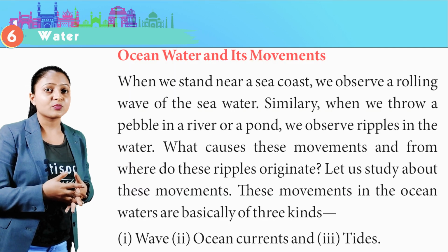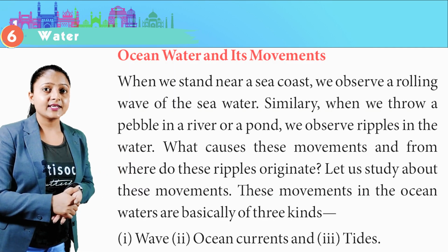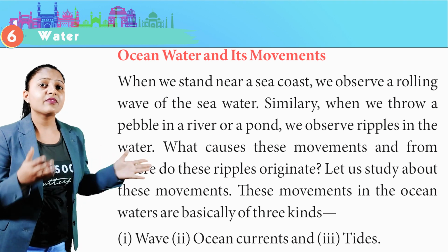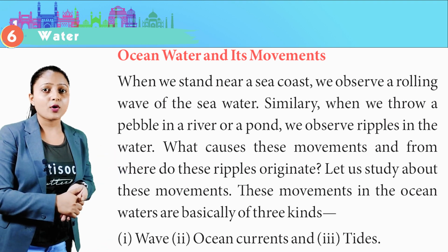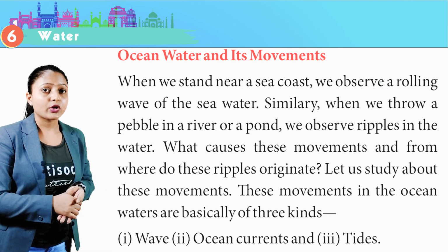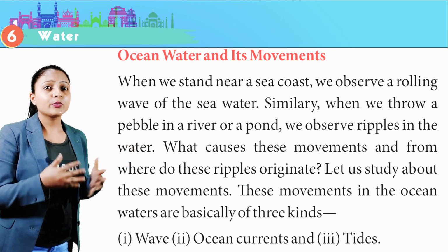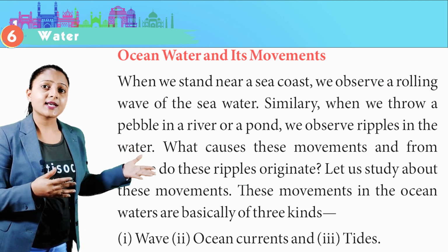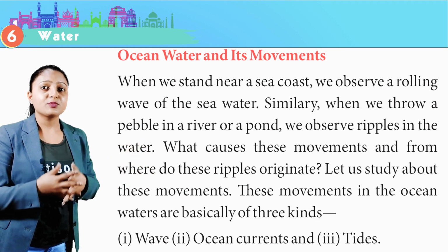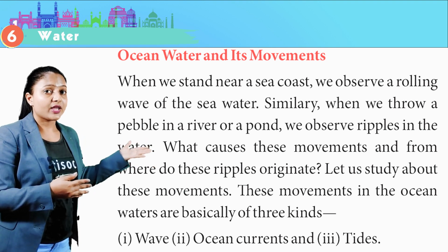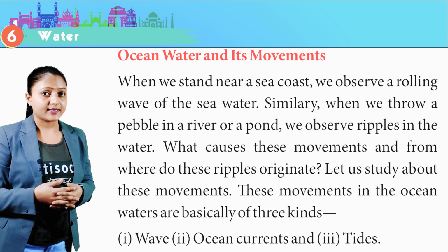Ocean water and its movement. When we stand near a sea coast, we observe rolling waves of the sea water. Similarly, when we throw a pebble in a river or a pond, we observe ripples in the water. What causes these movements and from where do these ripples originate? Let us study about these movements. These movements in the ocean water are basically of three kinds: waves, ocean currents, and tides.